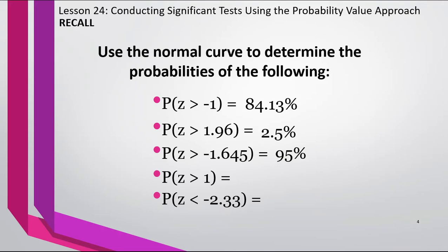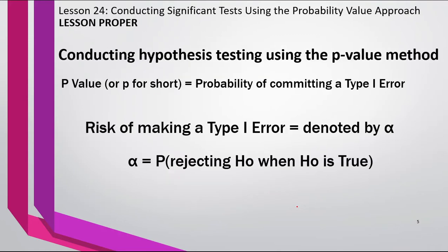Very good. This is 15.87%. Okay, so how about the probability of z less than -2.33? So this is what? This is 1%. Okay? 1% yan. Okay, good. Naalala na. 1% talaga yan.